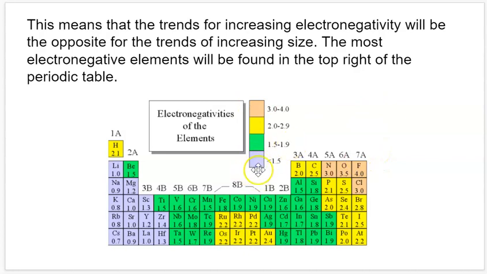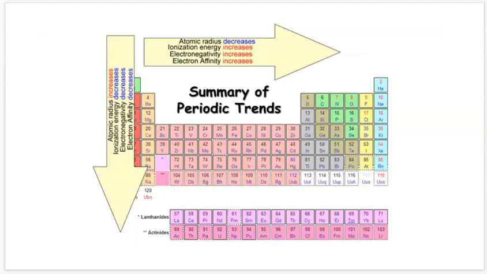And the lowest ones, corresponding to this blue color, are here in the bottom left, because we are increasing in size as we go from top to bottom, and we are decreasing in size as we go from left to right. So the trend for electronegativity is also going to be sort of an arrow pointing towards the top right of the periodic table. And we're just going to assume that the electron affinity trend is going to kind of be the same as the electronegativity trend.